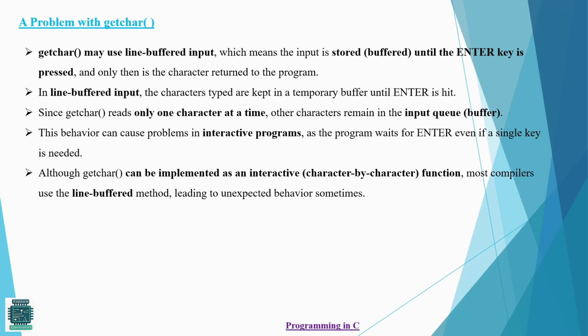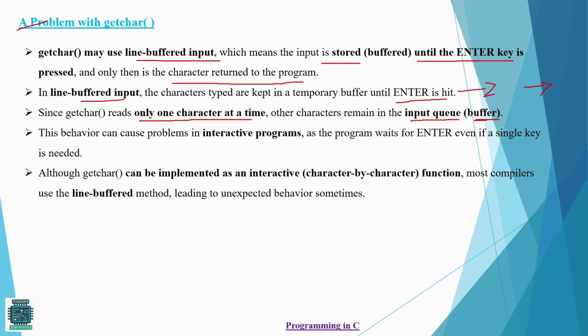Next, the problem with getchar. What does getchar do? The main thing of getchar is to read data. It may use line buffered input, which means the input is stored until the enter key is pressed, and only then is the character returned to the program. In line buffered input, the characters typed are kept in a temporary buffer until enter is hit. That means for every action, you have to press the enter key. Since getchar reads only one character at a time, other characters remain in the input queue. Input queue means buffer.